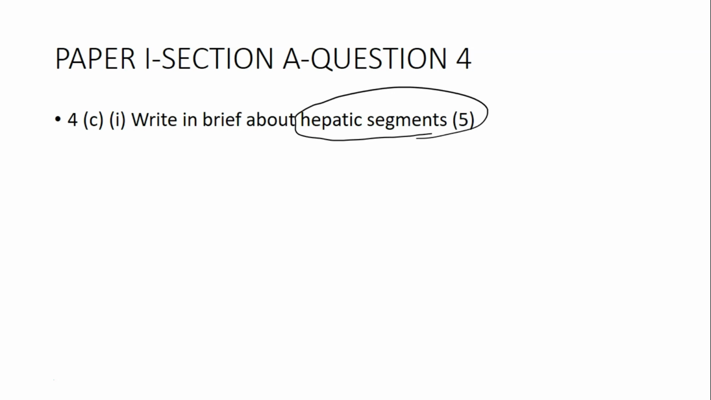Now, Couinaud segments of the liver is our grand test question. From the liver, from the syllabus point of view, they are asking you gross anatomy, blood supply and lymphatic drainage. From the blood supply, they already asked you the portocaval anastomosis part, right?